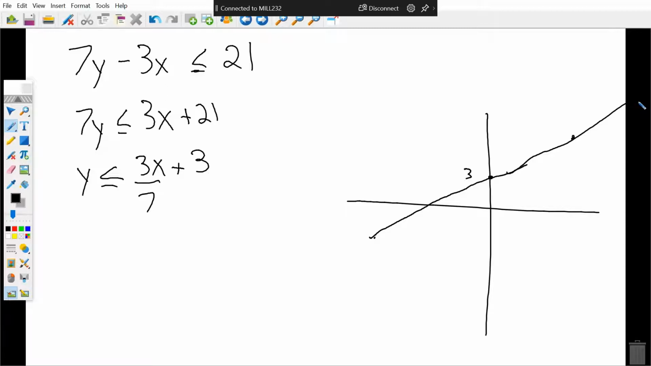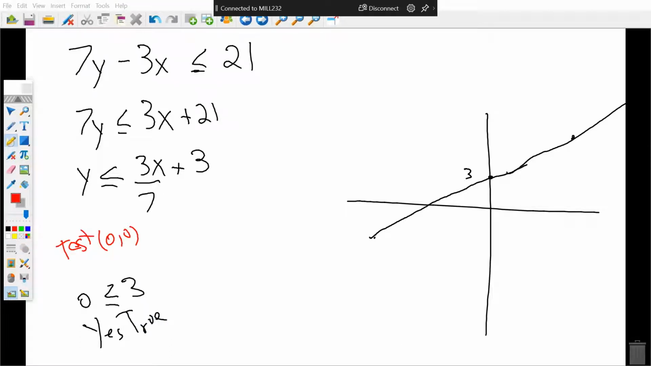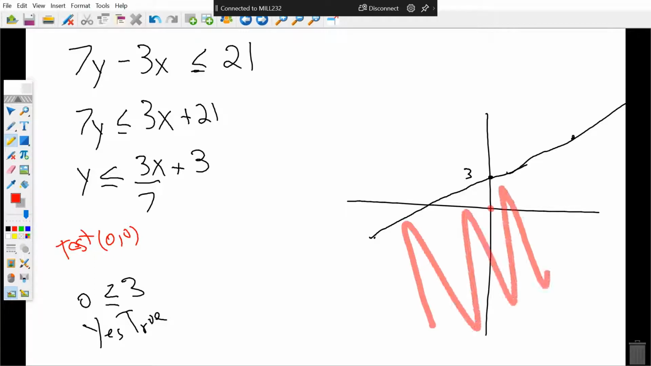Next step, perform your test. My test, I'm going to use 0 and 0 again. Put a 0 in for x, a 0 in for y will leave me with 0 is less than 3. Is 0 less than 3? Yes, it is. This is true. So if 0 is less than 3, and that test number is right there, and this was true, then we get to shade everything below the line.